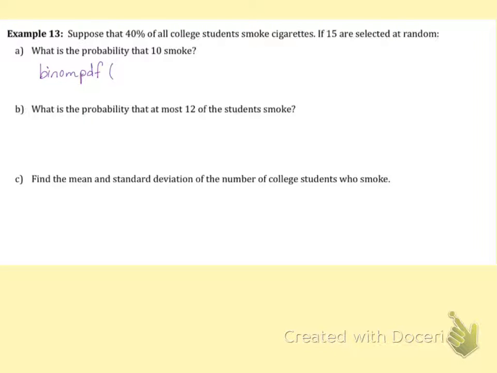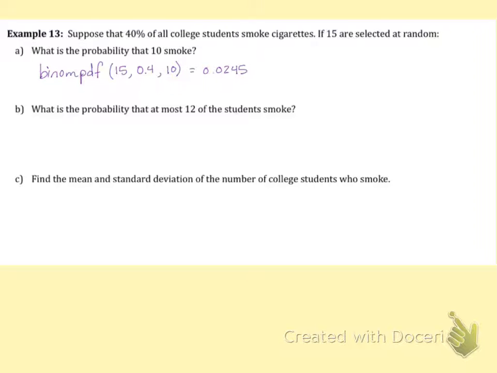We have a total of 15 people that we're selecting, and the probability of success, now a success in this case is that they smoke, which is not a good thing, but the probability that we choose somebody that smokes is 0.4, and we're looking for the probability that exactly 10 out of these 15 smoke. So if you put this in your calculator, you'll get 0.0245.